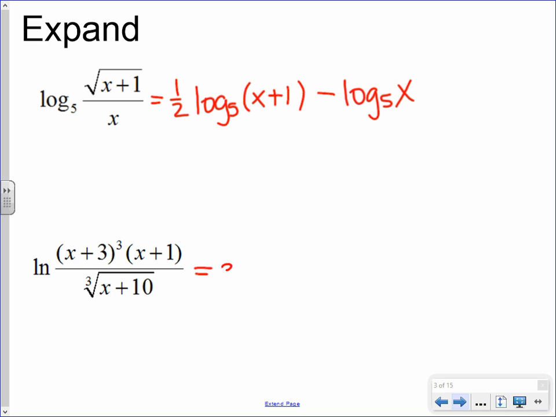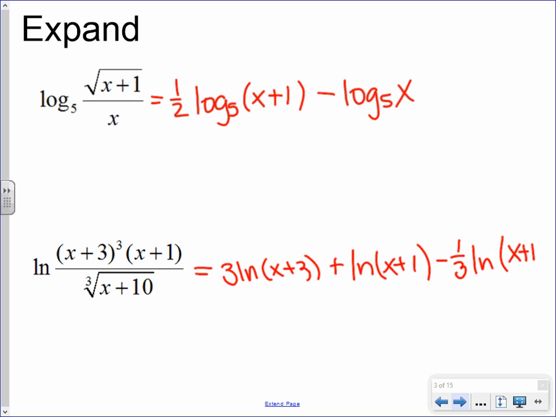So it's 3, right? Natural log of (x plus 3), make sure the parentheses, plus x plus natural log of (x plus 1). Good. Minus 1/3 natural log of (x plus. Do you agree with Cole? Yes.